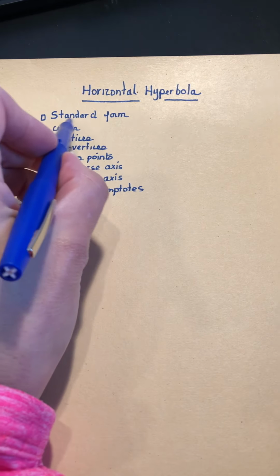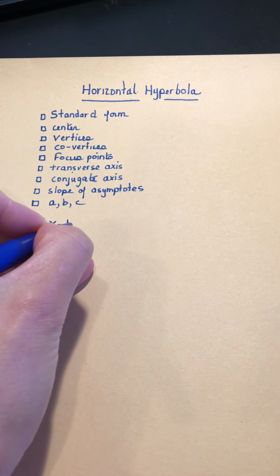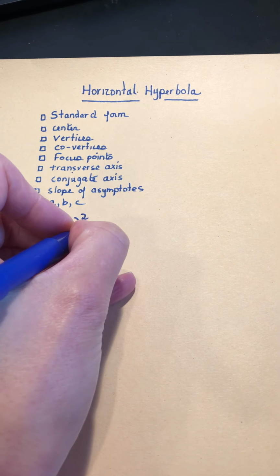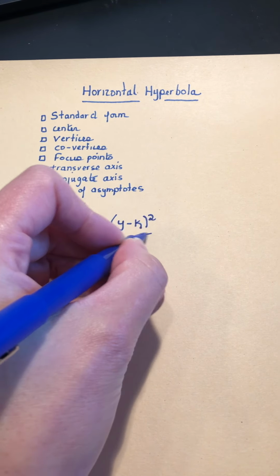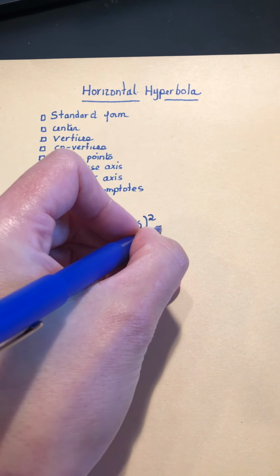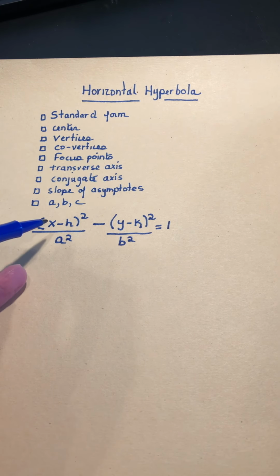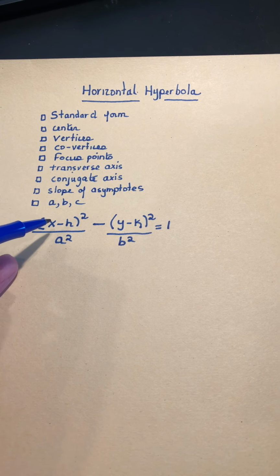The first thing we want to talk about is standard form for a horizontal hyperbola. And the way it's going to look is it's going to be the quantity x minus h squared divided by a squared minus the quantity y minus k squared over b squared equals 1. Now, a couple important points to note. In a horizontal hyperbola, the x will always be the first term, okay? And that is how I'm going to know it's a horizontal hyperbola.